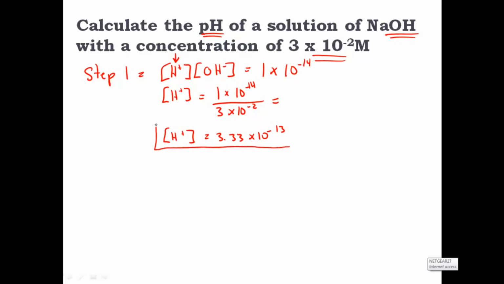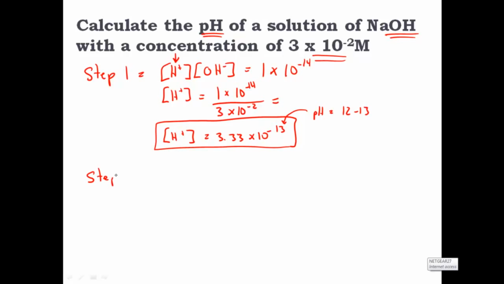I have my hydrogen ion concentration right there, and that is really cool. I see that my exponent value is around 13. That means, just a little heads up, your pH should be around there. My pH is going to be between 12 and 13, most likely. That's what that exponent is going to give me a little heads up for.